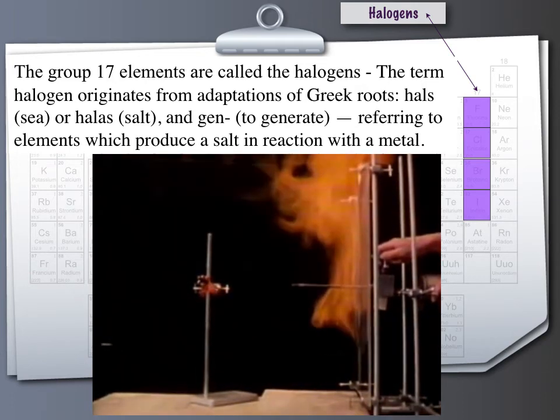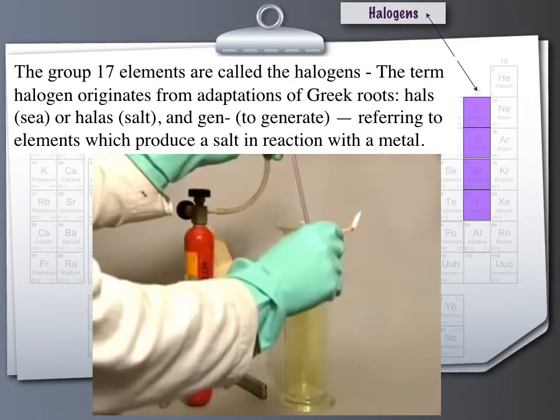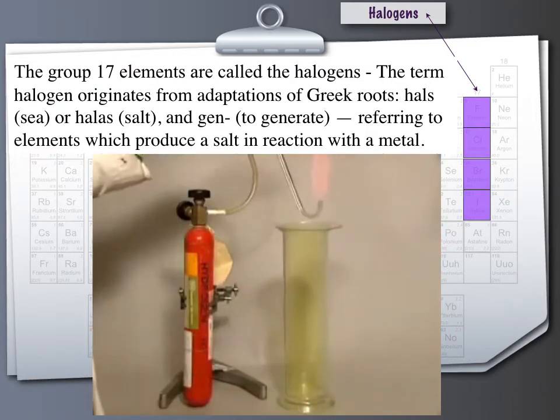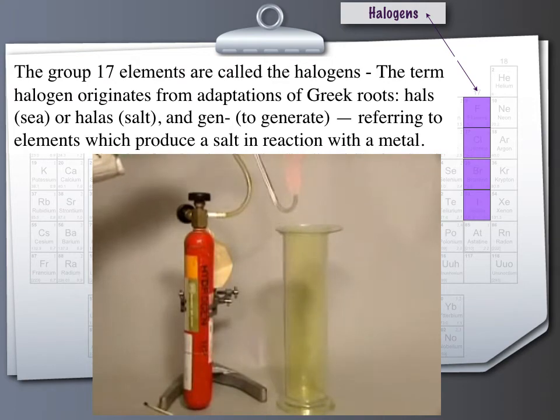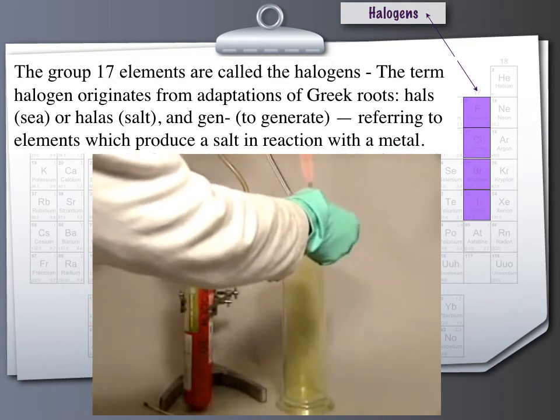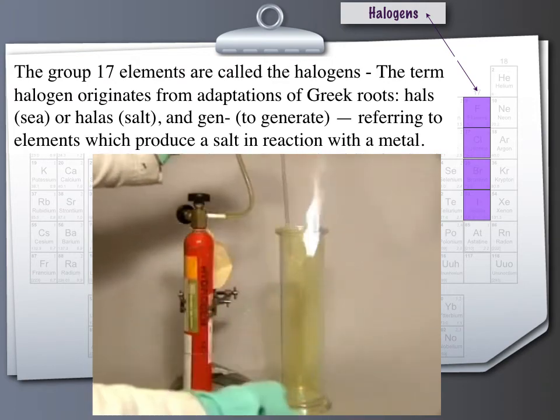Now the reaction between hydrogen and chlorine. I light the hydrogen at the jet and lower it into a jar of chlorine. The hydrogen carries on burning, but with a pale blue flame.